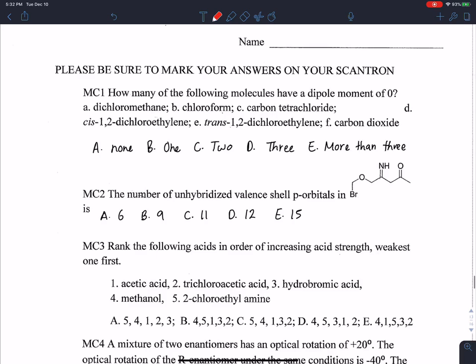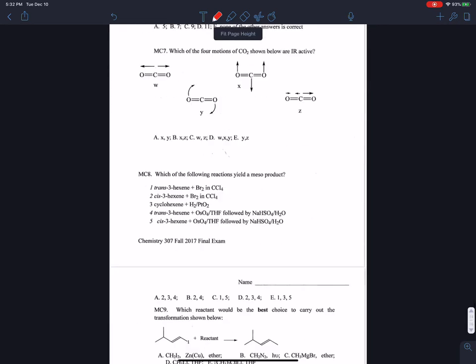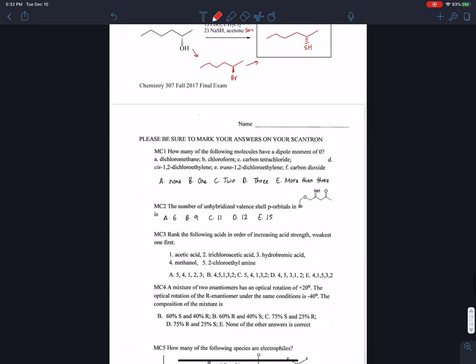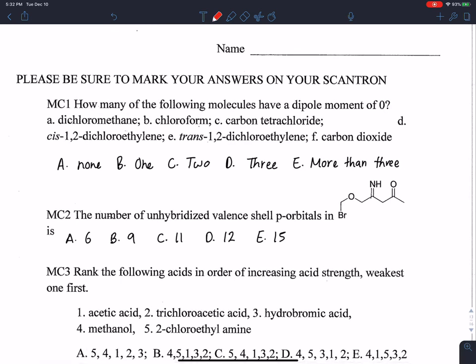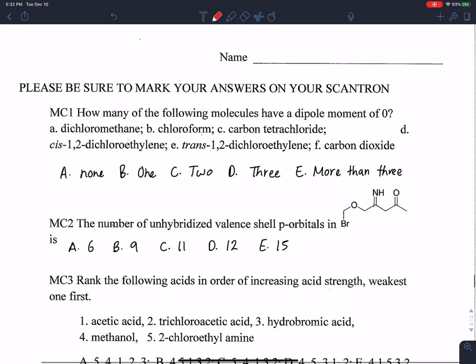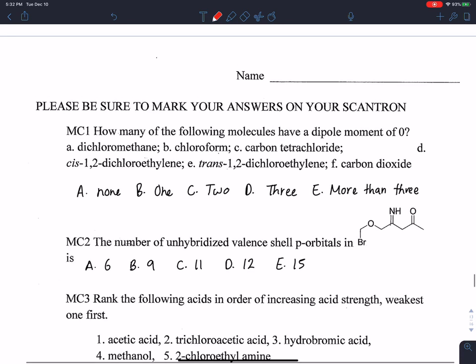Okay, finally we're at the multiple choice, and then we're done. The first multiple choice says, how many of the following molecules have a dipole moment of 0? Okay, so dichloromethane looks like this, CH, H, Cl, Cl. So I know one of these is wedged and the other one is not, but this clearly has a dipole. It's going in a certain direction, so it's not this one. This one does have a dipole.